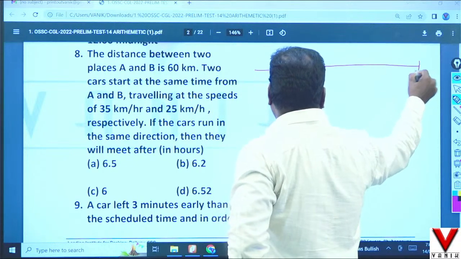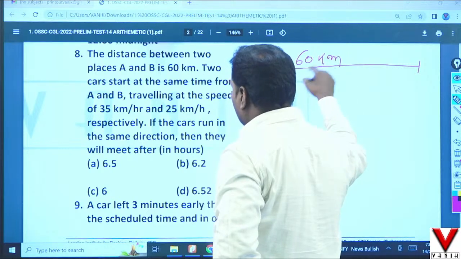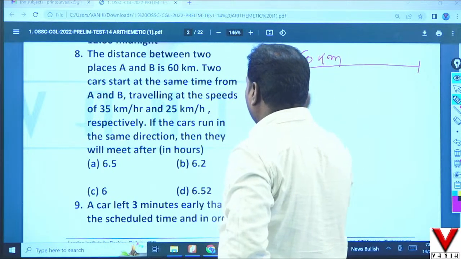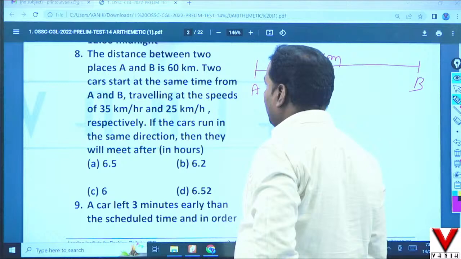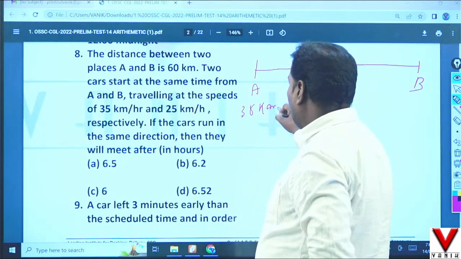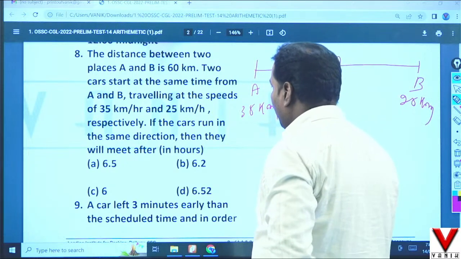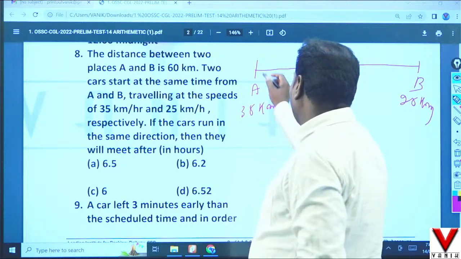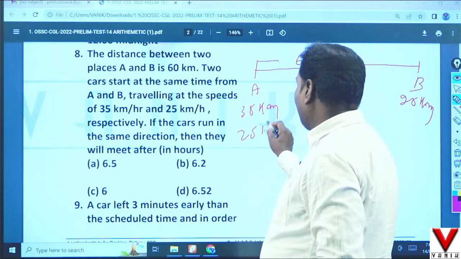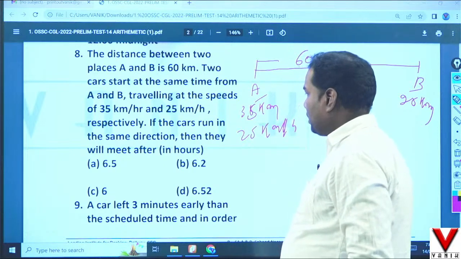Distance here is 60 km. Two cars start at the same time from A and B, traveling at the speed of 35 km per hour and 25 km per hour. If the cars run in the same direction, it means 35 km per hour and 25 km per hour in the same direction.